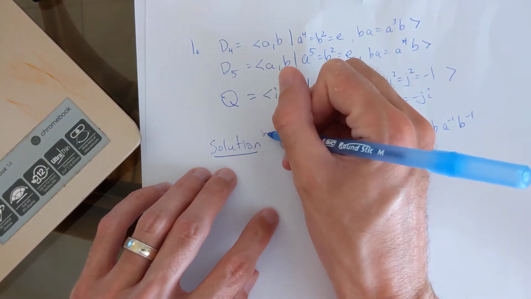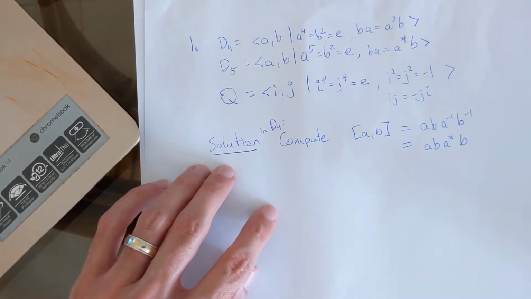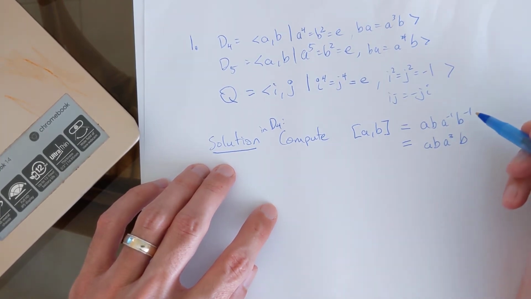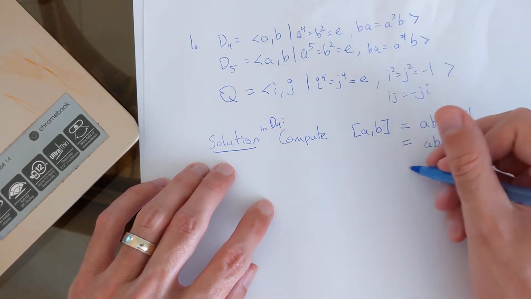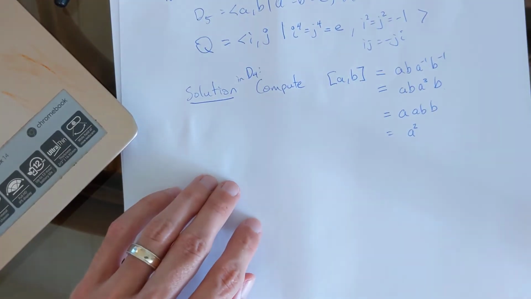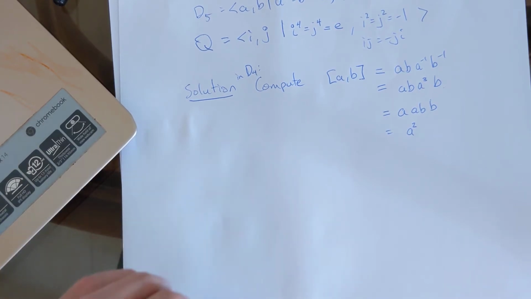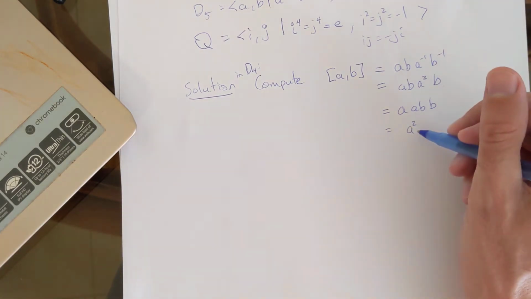Then just use the rules of the group you're in. So this is in D4; in D5 they'll be slightly different. A inverse is A cubed, B inverse is just B. That's because A to the fourth is the identity, so multiply both sides by A inverse and you get A inverse equals A cubed. Similarly B inverse equals B. Now BA cubed is just AB. So you get A squared, B squared is the identity, so you get A squared. So A squared is a commutator.